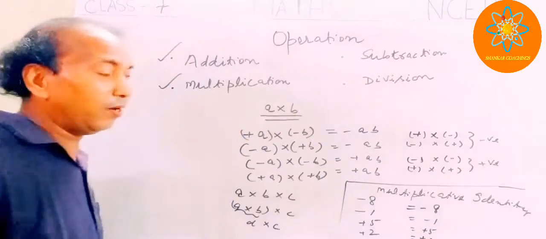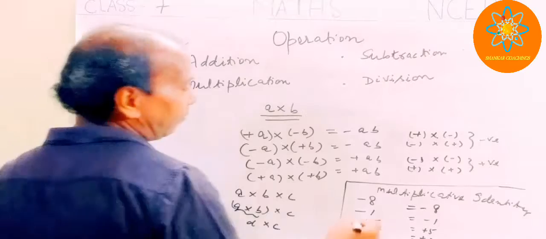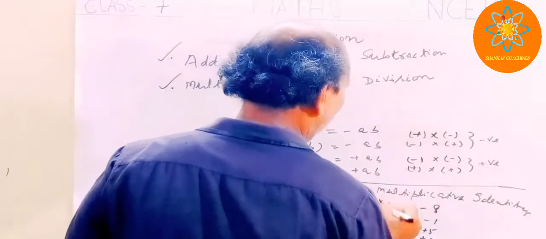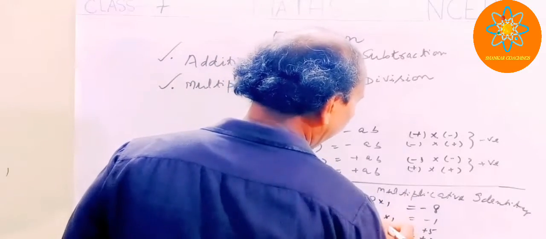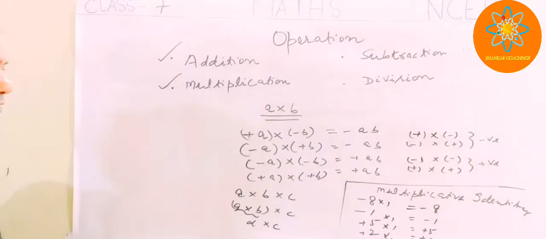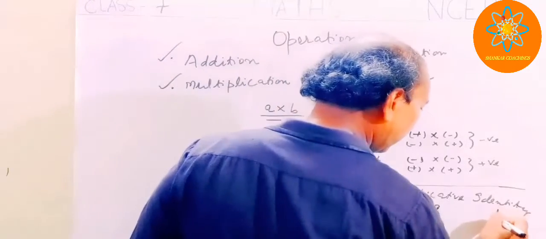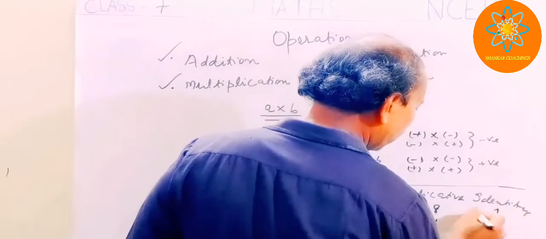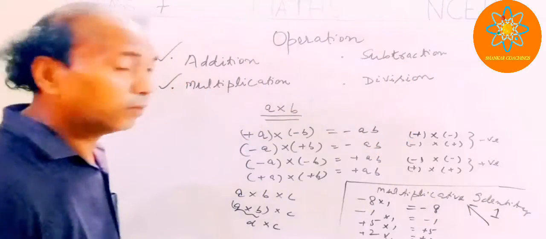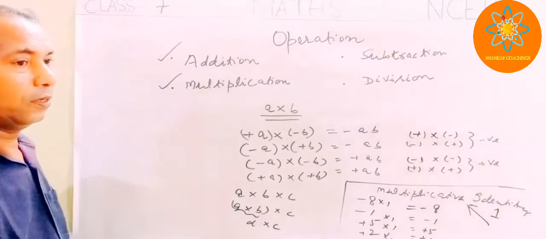So what will the value be here? Obviously that value is 1. If you multiply that number with 1, you will get the same value. So what is this 1? This 1 is nothing but the multiplicative identity.